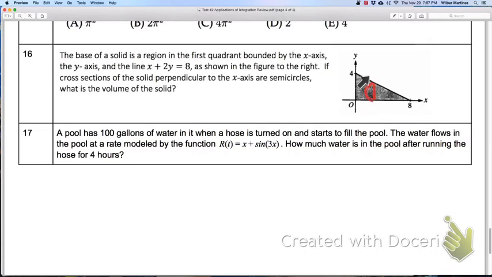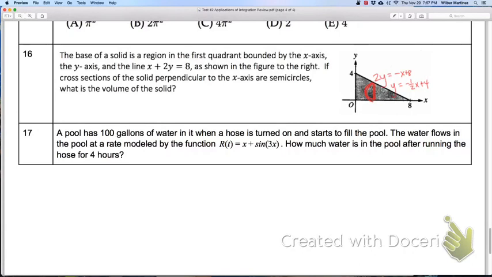There's one little semicircle. So if they are perpendicular to the x-axis and they're semicircles, what is the volume of the solid? So first things first, let's rewrite this equation in terms of x. If I subtract x from both sides, I get 2y equals negative x plus 8. And then divide by 2, I get y equals negative 1/2 x plus 4. So that's the equation we're going to be using here.